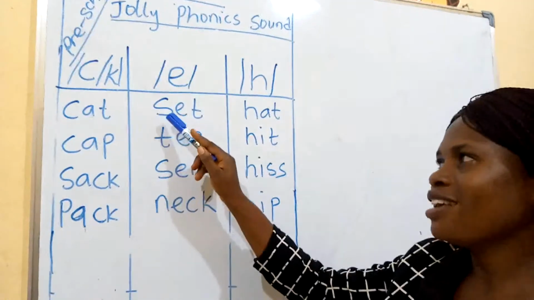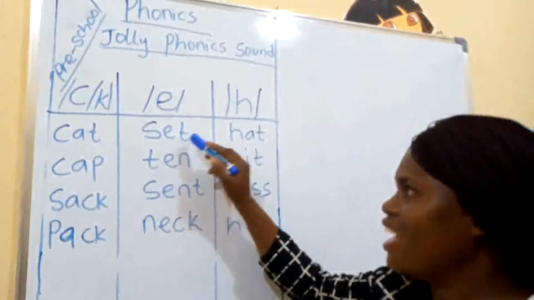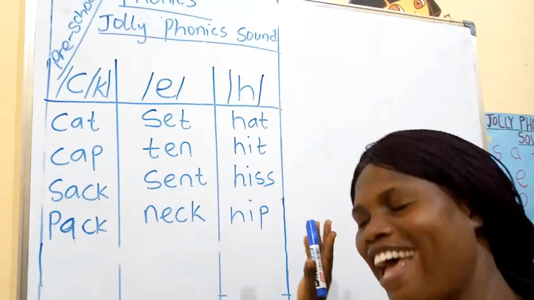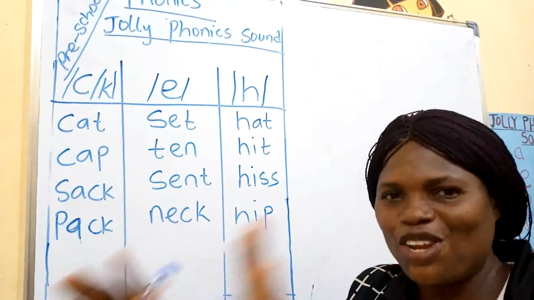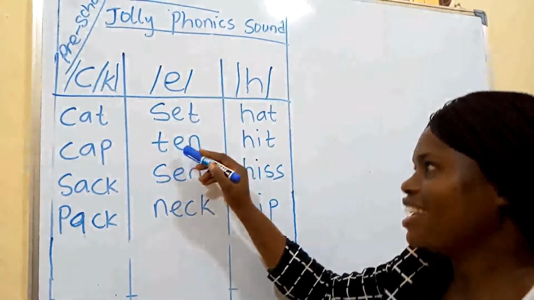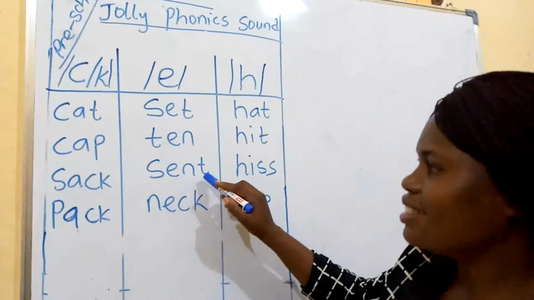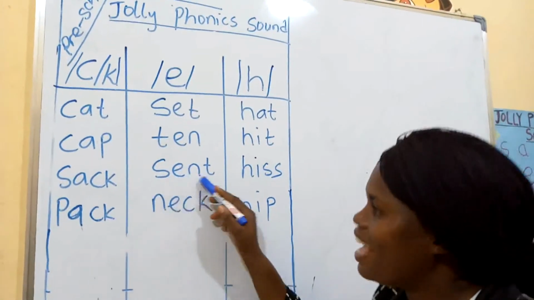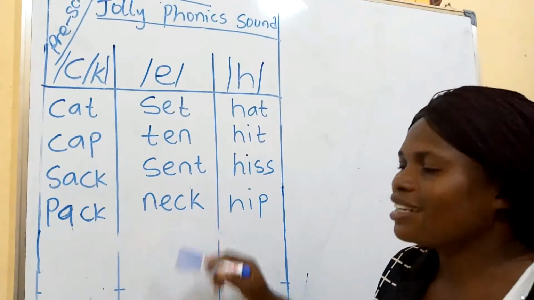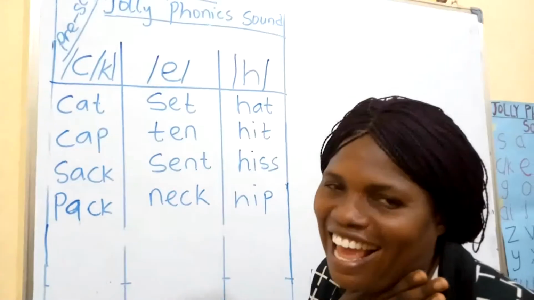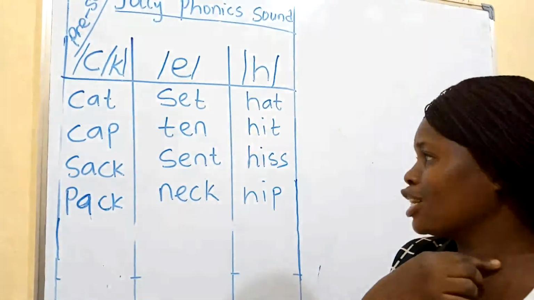That's lovely. And this. Make the word set. Make the word ten. Number ten. Make the word second. Make the word neck. Show me your neck. This is my neck. That's lovely.